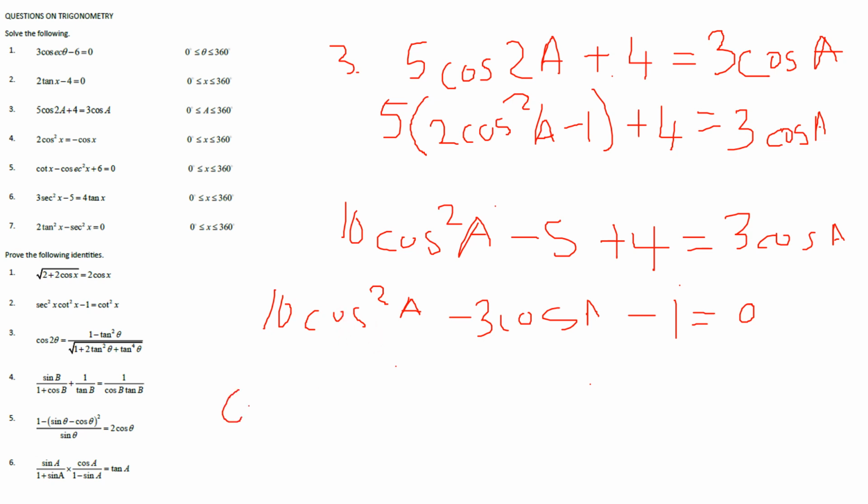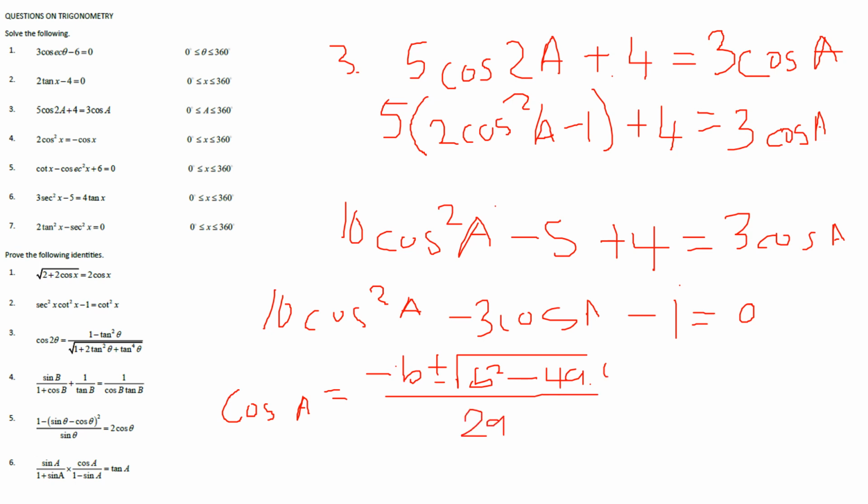Cos of a will be equal to, we substitute into the quadratic formula, minus b plus or minus the square root of b squared minus 4ac, all divided by 2a. And then we just substitute the variables. What will be the value of b? The value of b is the coefficient of x, which is now cos a, which is negative 3. So we're just going to substitute our b there. B is negative 3, plus or minus, and then the square root.